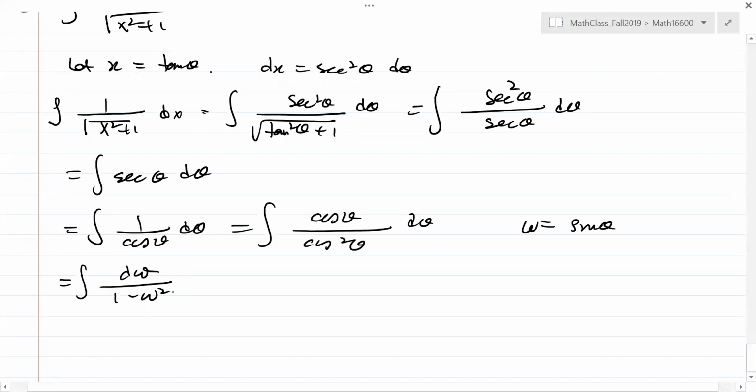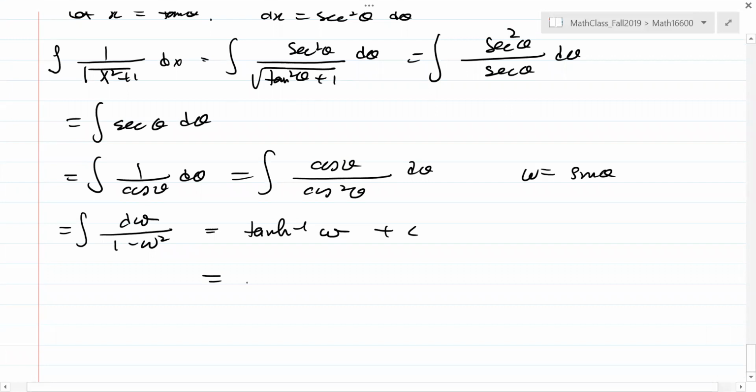So for the integral of this, there are two formulas. One is going to be the hyperbolic inverse tangent. Another one, I'm not going to redo the problem again, is going to be half of the natural log of w plus 1 over w minus 1, plus a constant. In either way, you can choose any of them. But w is sine theta. What is theta? I know the tangent theta.